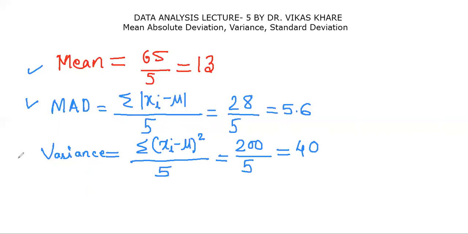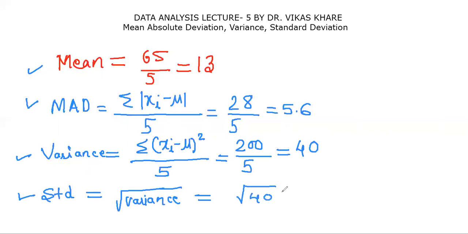Now we find out the standard deviation, STD. The standard deviation is equal to the under root of variance. Then standard deviation is equal to under root of 40. Then the final answer is 6.32. So this is the measurement of three parameters: mean absolute deviation, variance, standard deviation.